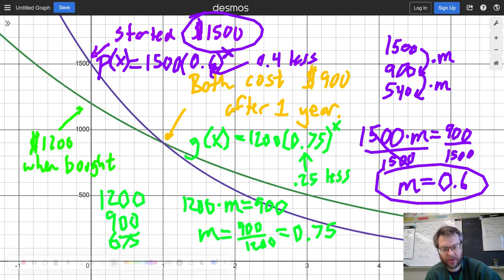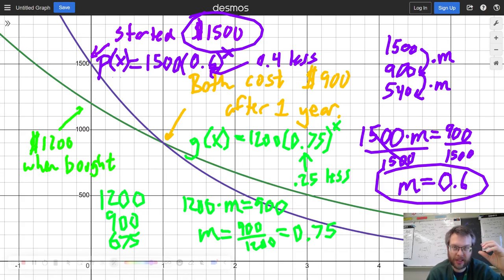And that's the way you can interpret it. You are losing 0.4 of your value in the purple graph. You are keeping 0.6 of your value. That's like losing 40% of your value every year, only keeping 60%. That's why it's decreasing so steeply. Compare that to the green one. You're only losing a quarter of your value. So you're losing less of your value. That's why the green graph is flatter than the purple graph, because it's actually keeping 75% of its value. It's keeping more of its value.